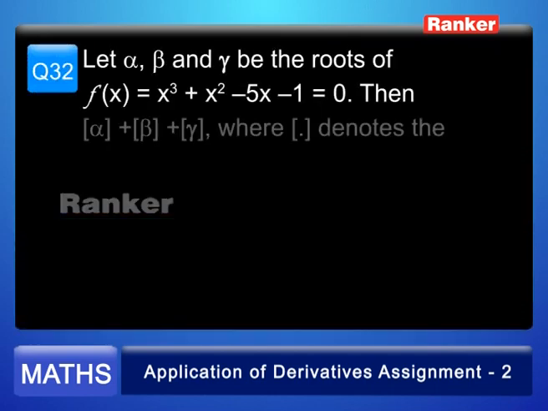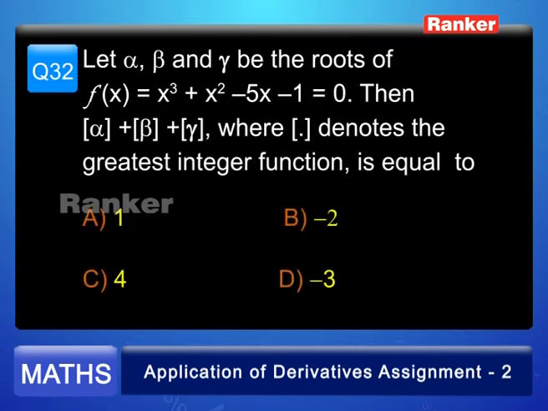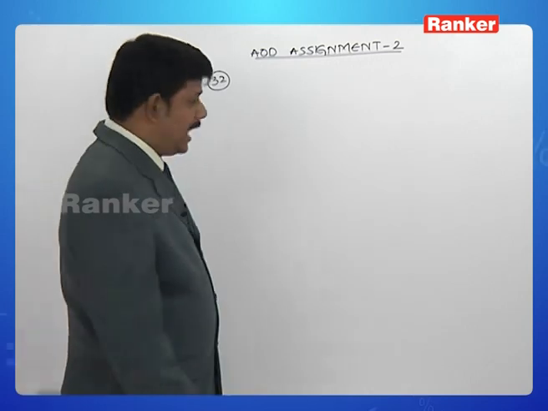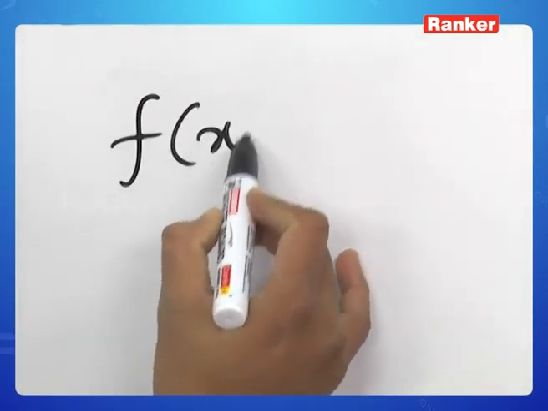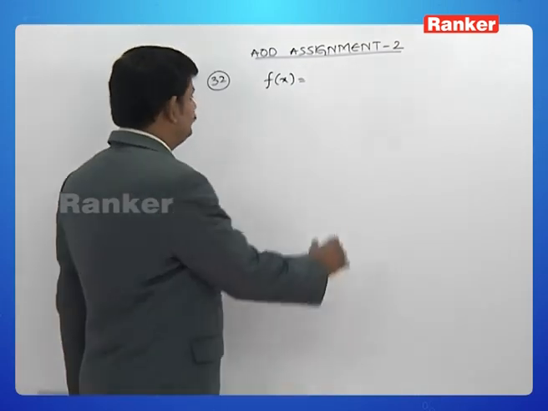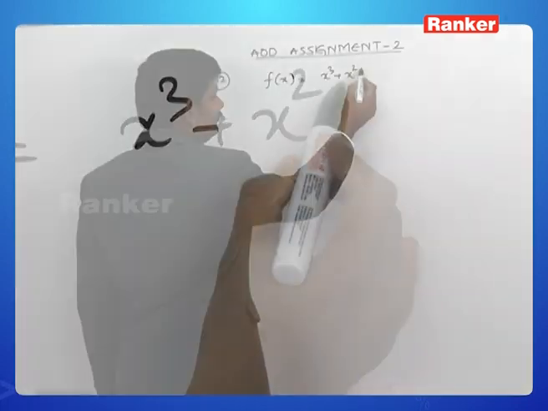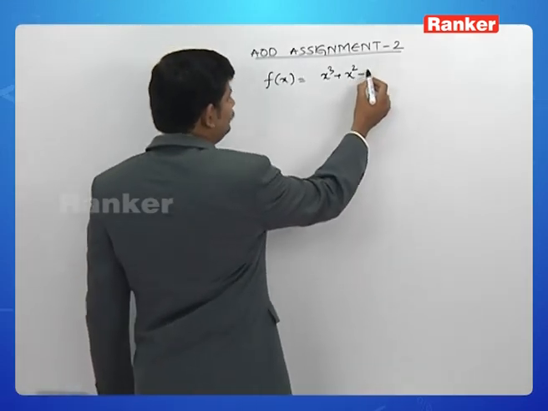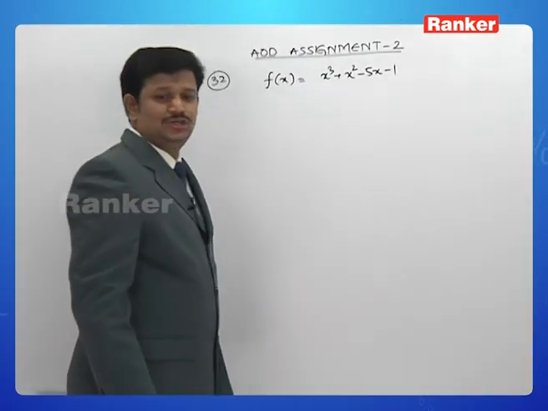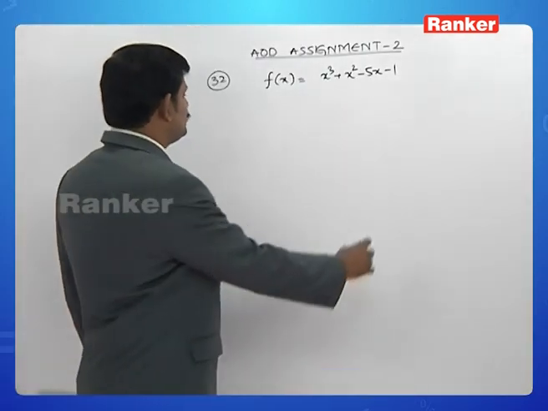Next question, let alpha, beta and gamma be the roots of f of x is equal to x cube plus x square minus 5x minus 1 equal to 0, then the integral part of alpha plus integral part of beta plus integral part of gamma is equal to. It is given that alpha, beta, gamma are roots of the equation f of x is equal to x cube plus x square minus 5x minus 1 equal to 0.